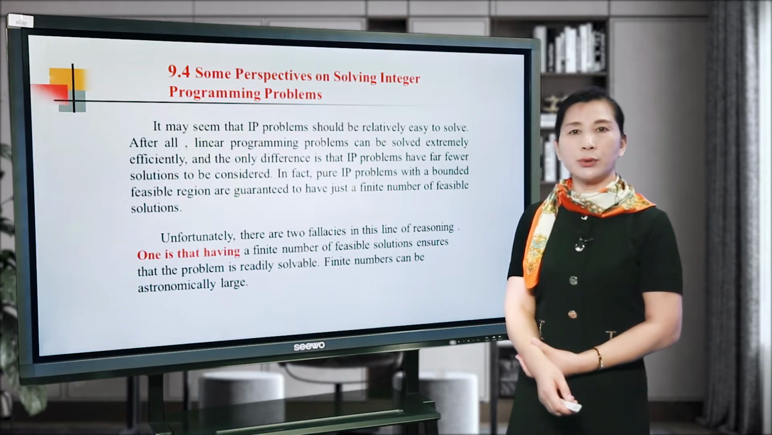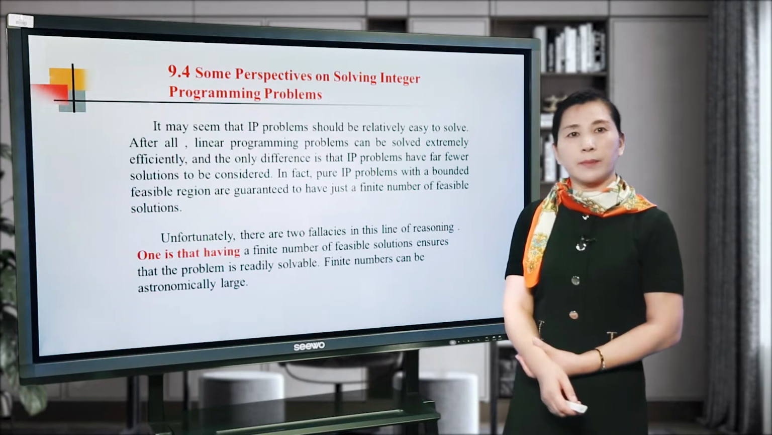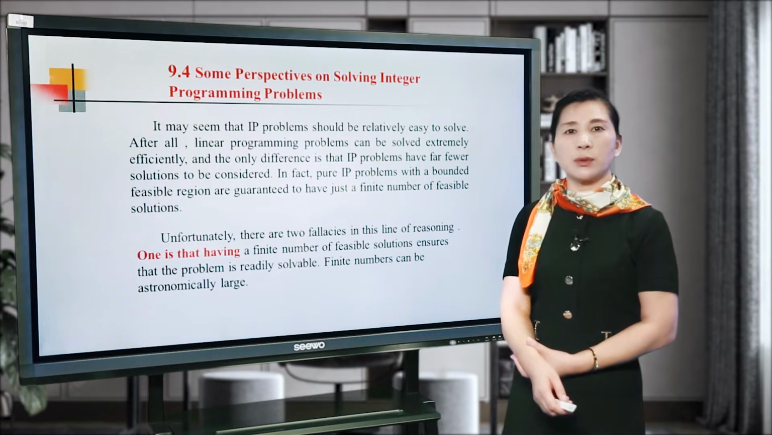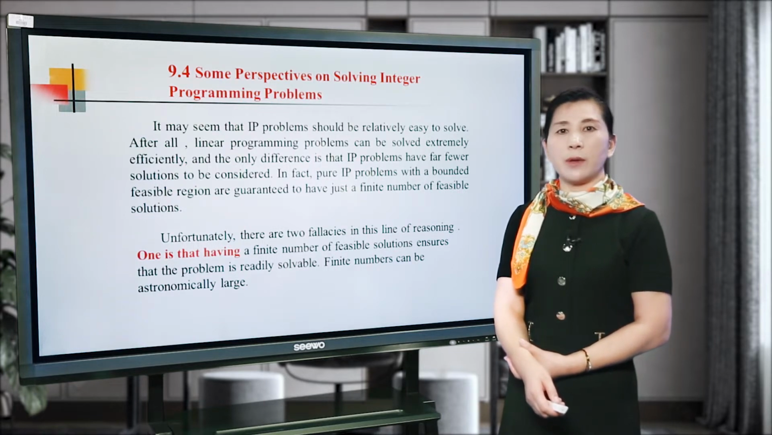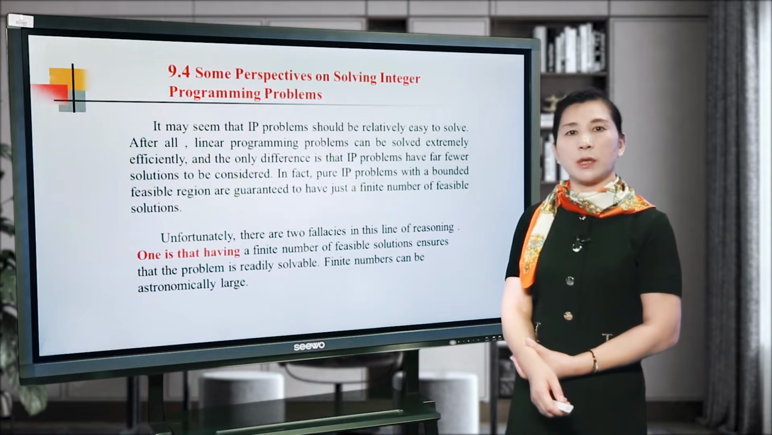Unfortunately, there are two fallacies in this line of reasoning. One is that having a finite number of feasible solutions ensures that the problem is readily solvable. A finite number can be tremendously large.